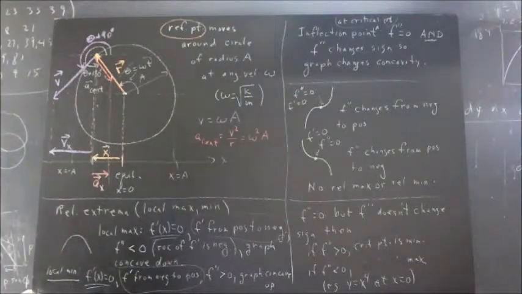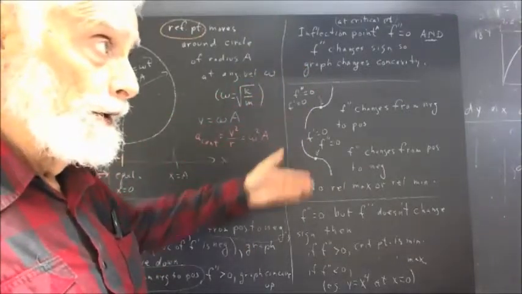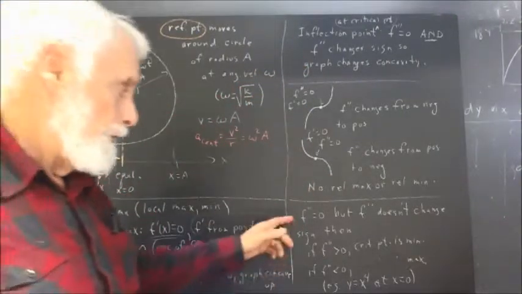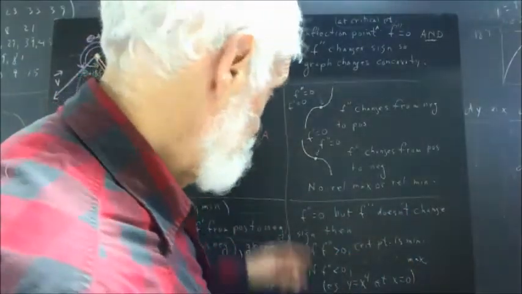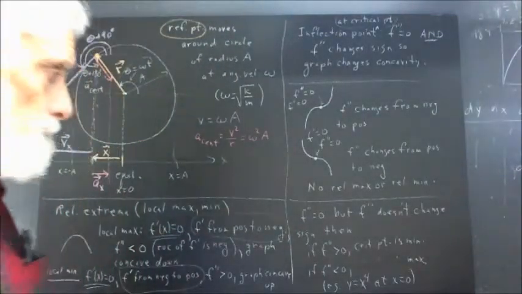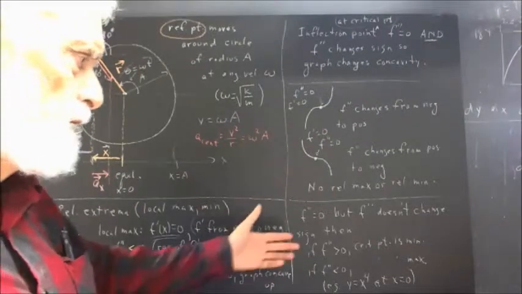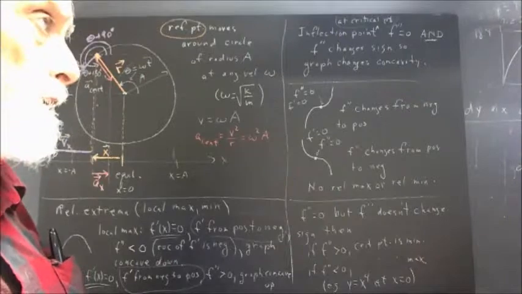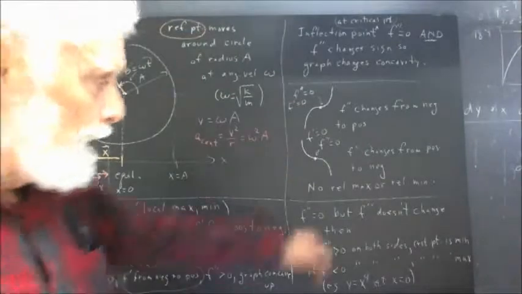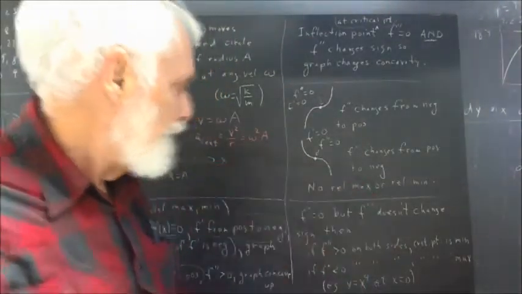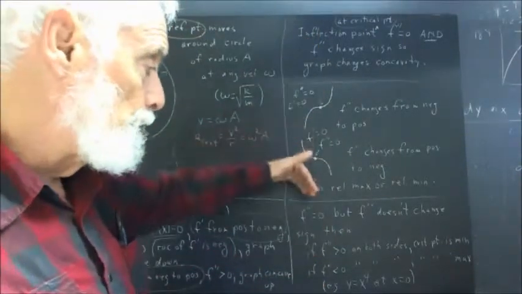Now, if f double prime is 0, that doesn't mean that you necessarily have an inflection point. It's certainly possible for f double prime to be 0, but f double prime doesn't change sign. Okay, what I've got written here doesn't make any sense, so I need to change it. What I've now got written is close to what I had before, but I didn't have the words on both sides. I had if f double prime is greater than 0, but of course f double prime is 0 at the critical point.